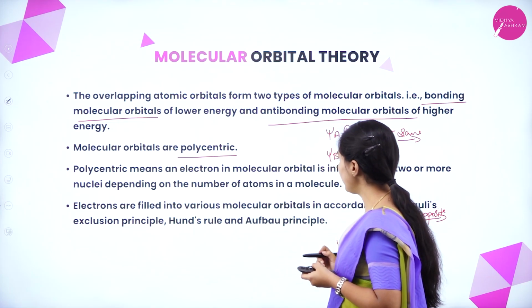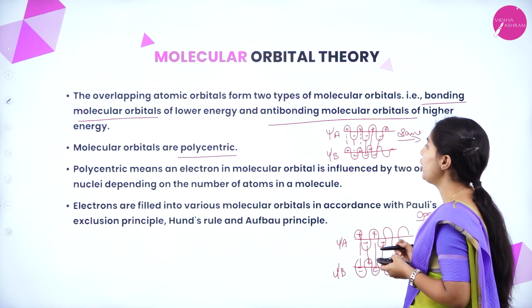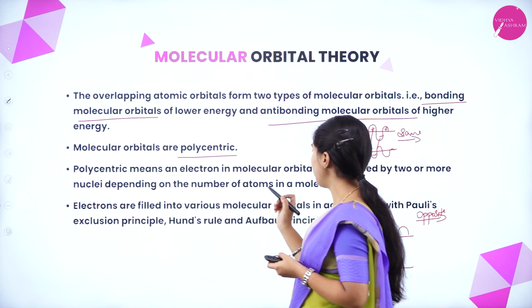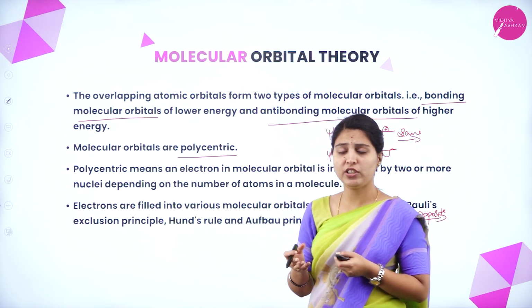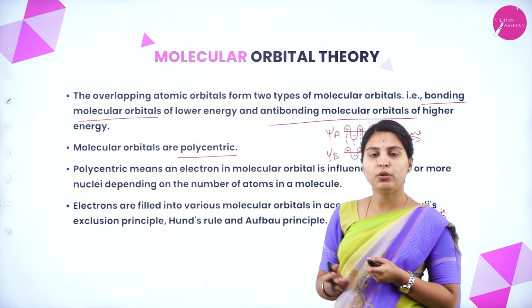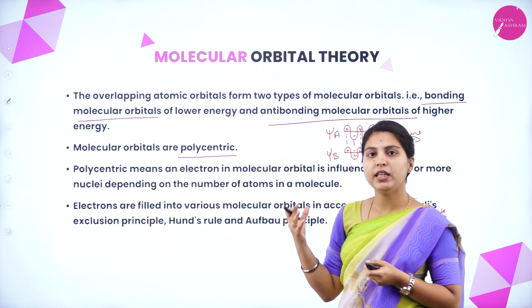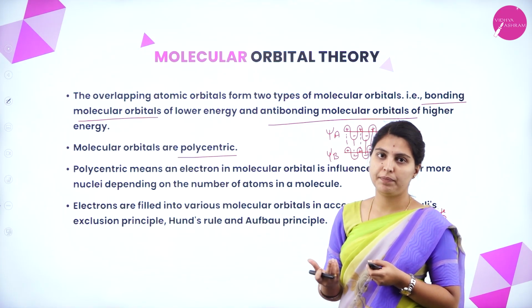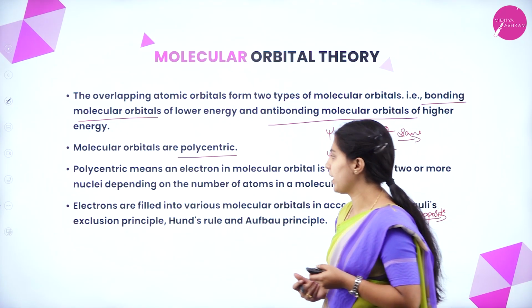Polycentric means an electron in a molecular orbital is influenced by two or more nuclei, depending on the number of atoms in a molecule. Molecule means a number of atoms will be present, and with that number of atoms, so many nuclei will be present. So, it will be influenced by two or more nuclei. So, it will be polycentric.